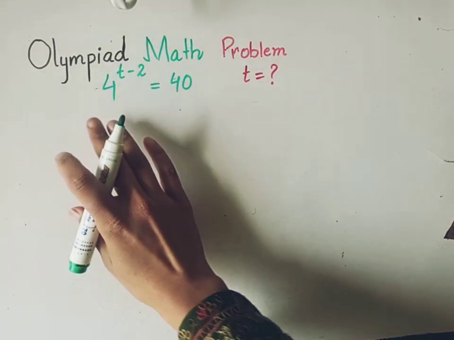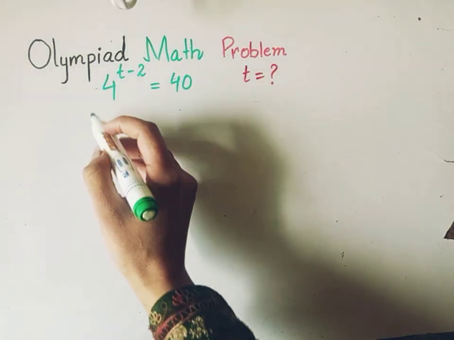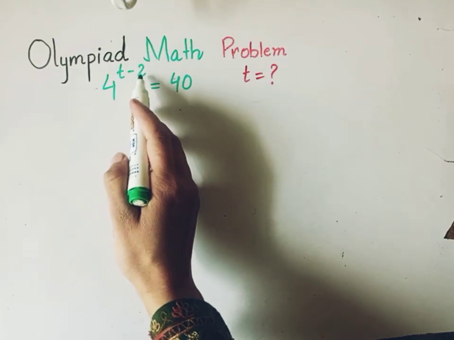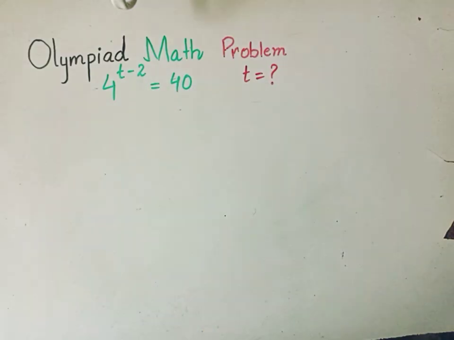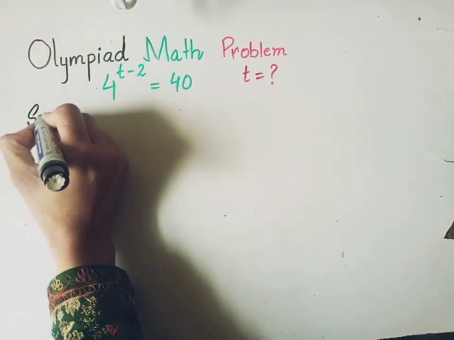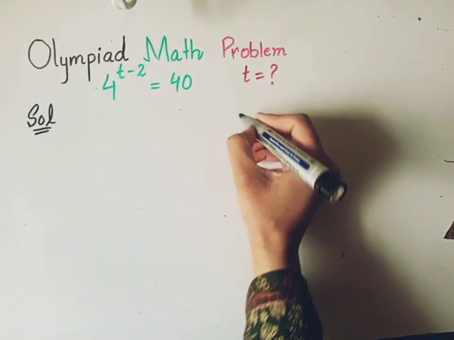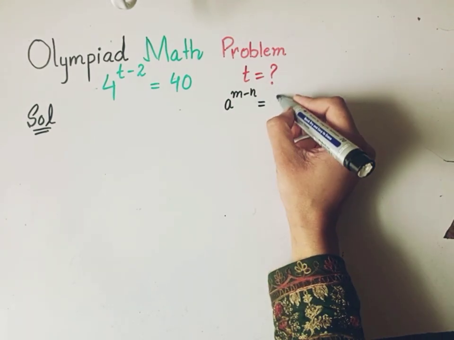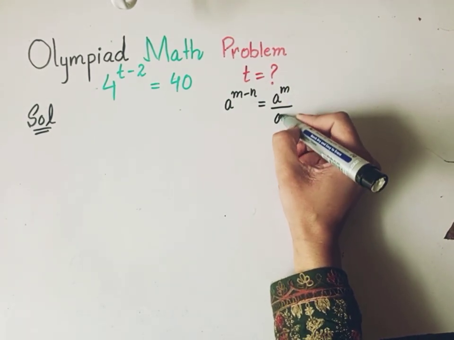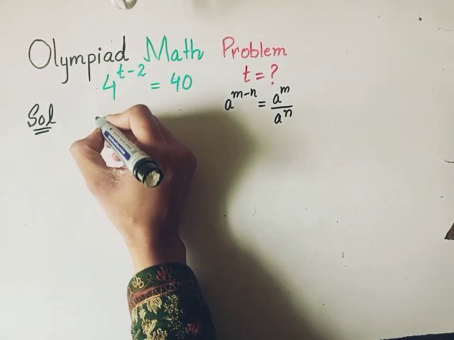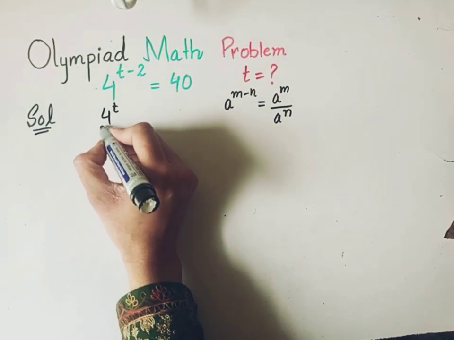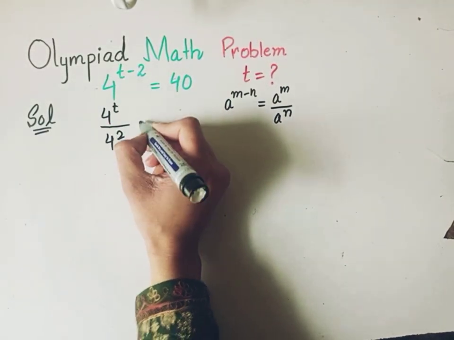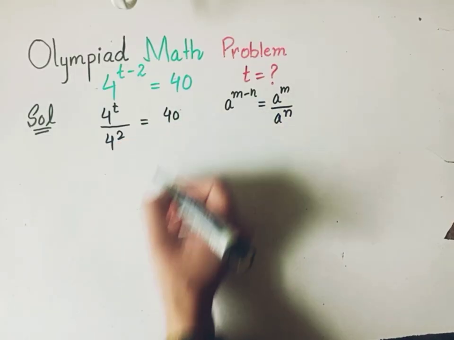In today's video, we will solve a very interesting Olympiad math problem, that is 4 raised to power t minus 2 equals 40. You have to find the value of t. So we will solve this question as, first of all, we will apply the rule here that a raised to power m minus n can be written as a raised to power m divided by a raised to power n. That means 4 raised to power t divided by 4 raised to power 2 equals 40.